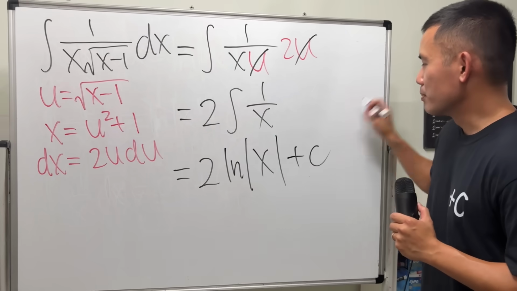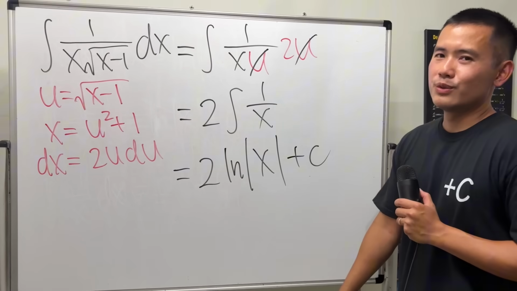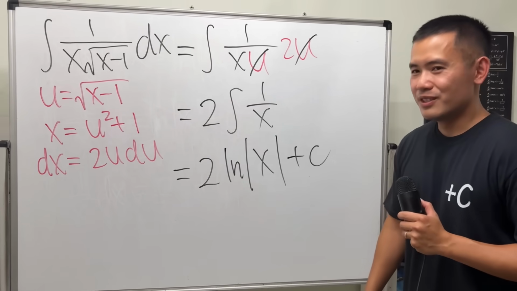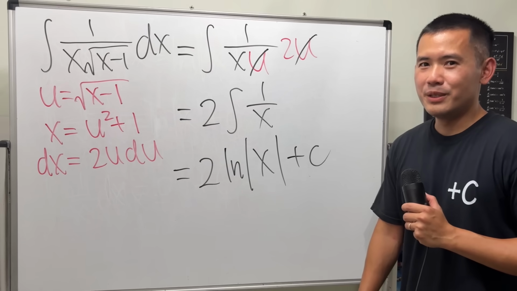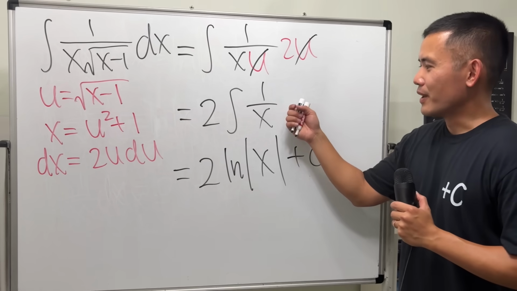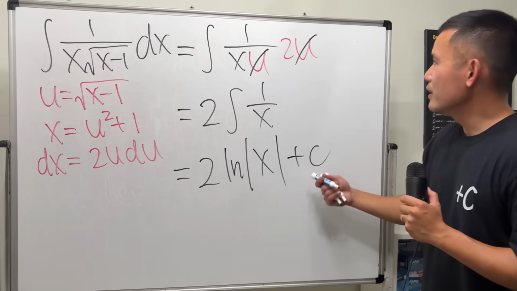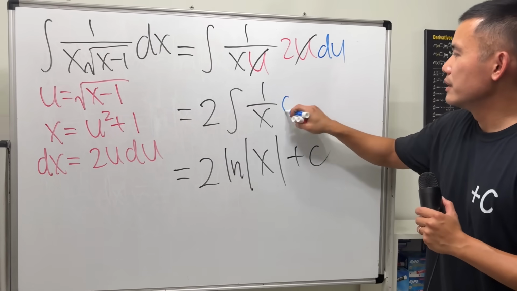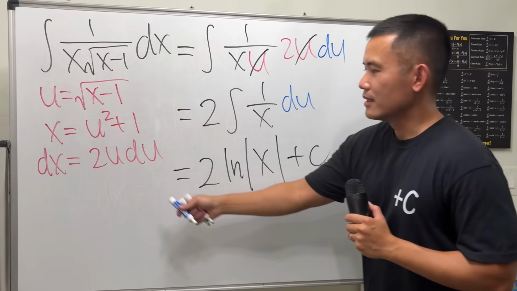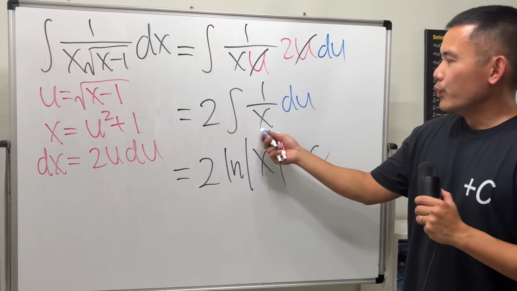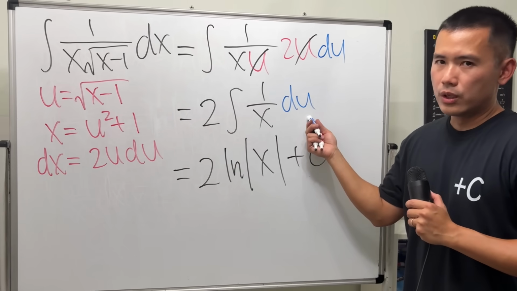And yes, I remember the plus c. But how many points would you give me for this one right here? Not so many, right? Because from here to here, it's horribly wrong. Because we are in the u world. There's a du, there's a du, right? There's a du right here. We cannot integrate x in the u world.